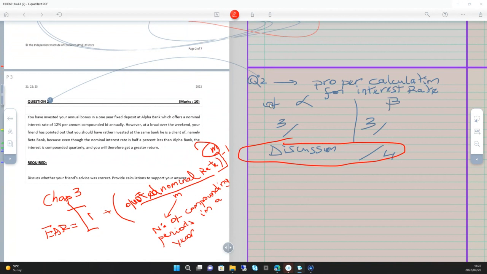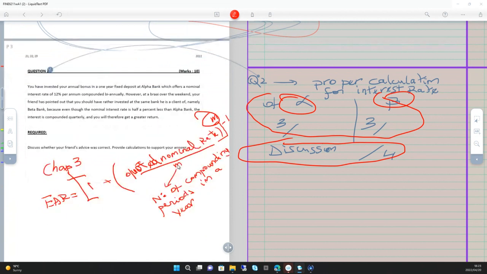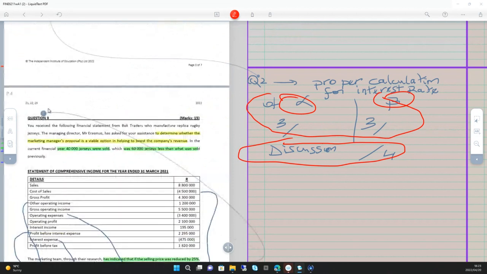So based on these calculations, you will be able to see which one of alpha or beta. Remember, alpha bank and beta bank are offering 2 different rates. They have quoted a nominal rate, but you have to calculate the effective annual rate, and you'll therefore be able to compare the two and see which one is the best. And you will be able to discuss that and recommend or confirm if your friend's advice was correct or not. Simple. Ridiculously simple.